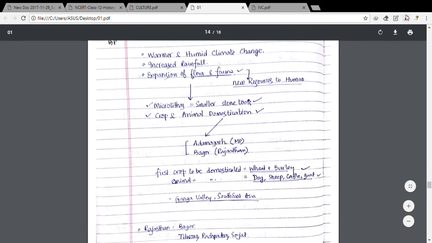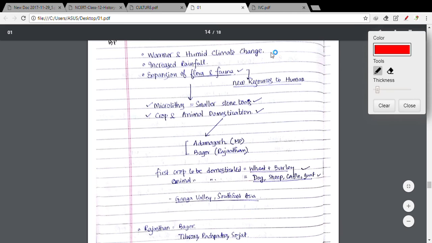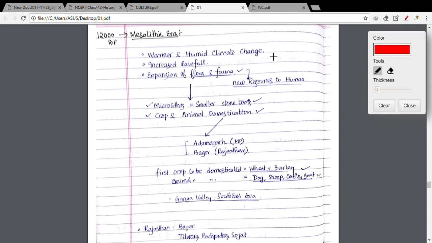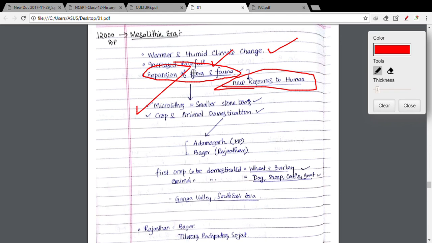If we talk about the Mesolithic, there was a vast climate change which gives rise to a warmer and humid climate, increased rainfall, and the monsoon got strengthened. As a result, there was an expansion of flora and fauna, which gives new resources to human beings. Microliths were there. Microliths means smaller stone tools. Crop and animal domestication took place. Examples are Adamgarh and Bagur. Adamgarh is in Madhya Pradesh and Bagur is in Rajasthan.